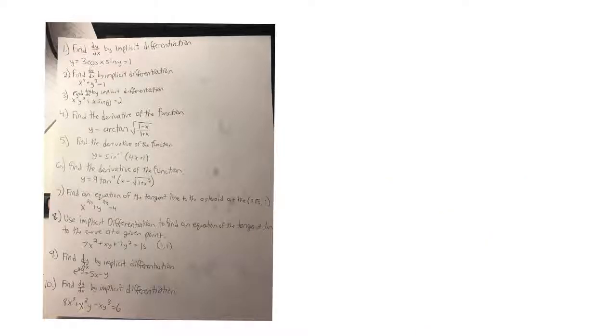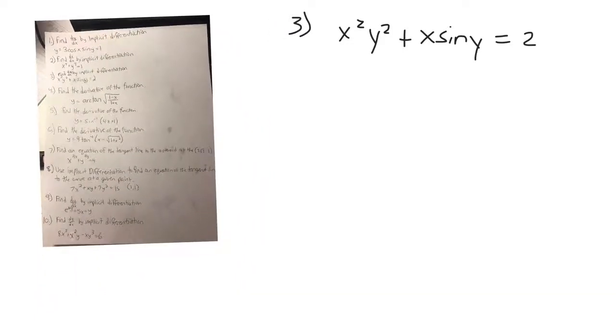All right, looking at number 3, looks a little bit more tricky. That's once again dy over dx, so I'll write number 3 down. Number 3 says x squared y squared plus x sine y equals 2. All right. Okay, so already I'm seeing probably going to have to do the product rule here, and unfortunately we're going to have to do it here too, because it's a product right there, right? So let's get ready for that adventure.